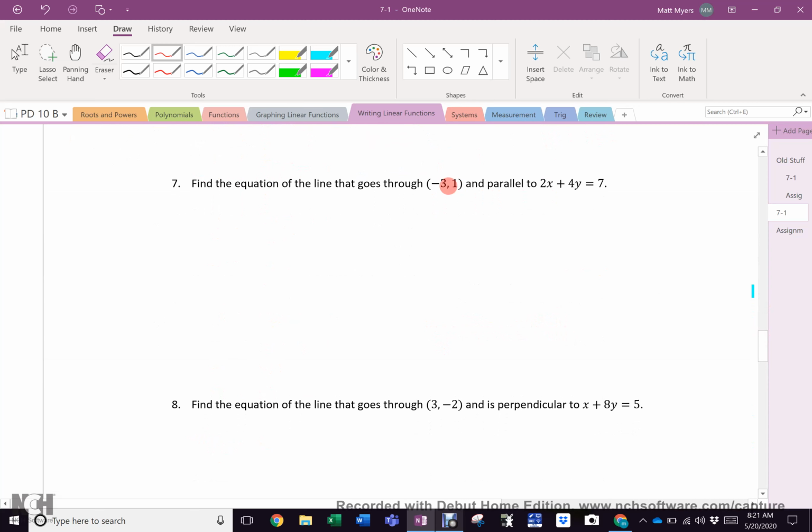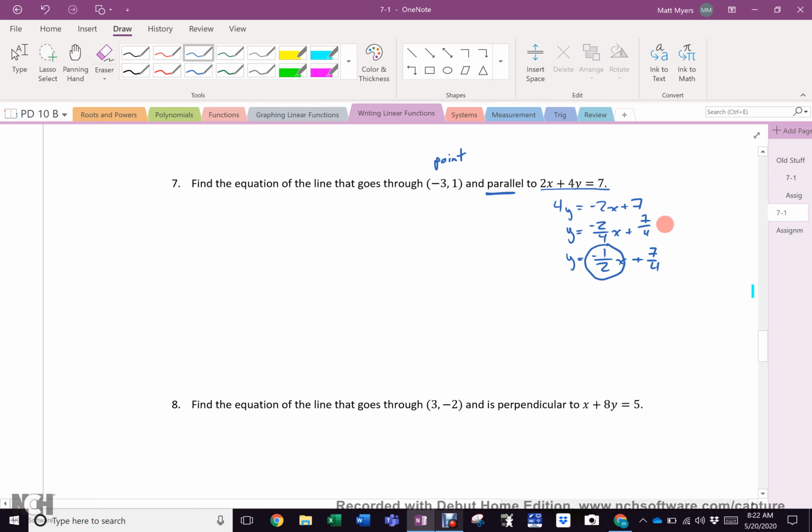Find the equation that goes through here and is parallel to here. So that gives me a point, but I don't have a slope. Or do I? If it's parallel, it's got the same slope as this guy. So if I know his slope, I know his slope. So 4y equals -2x plus 7. Y equals -2/4 x plus 7. Y equals -1/2 x plus 7/4.